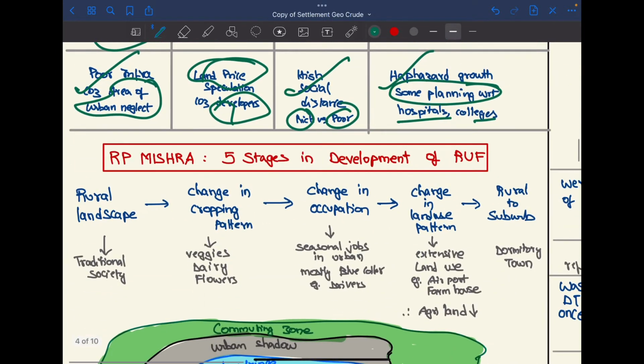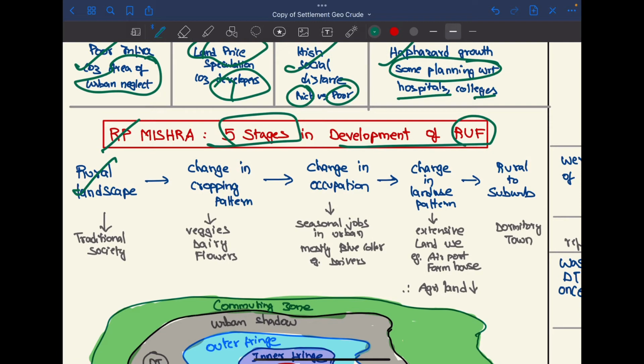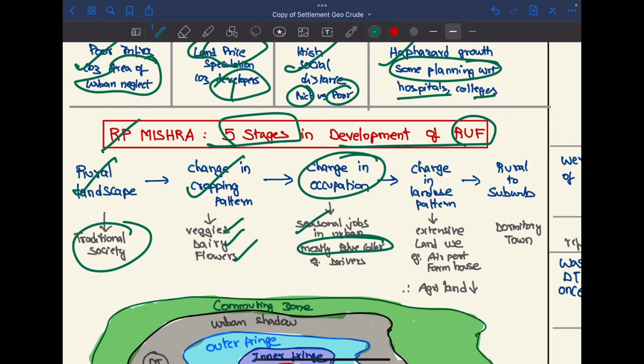R.P. Mishra gave five stages in the development of RUF, which are: first, the rural landscape with traditional society. Next, there is a changing cropping pattern with vegetables, dairies, and flowers dominating the agricultural crops. Then we have the change in occupation. People pick up seasonal jobs in urban areas, mostly blue collar jobs like drivers.